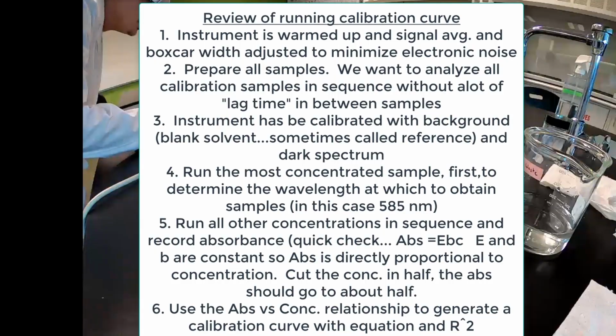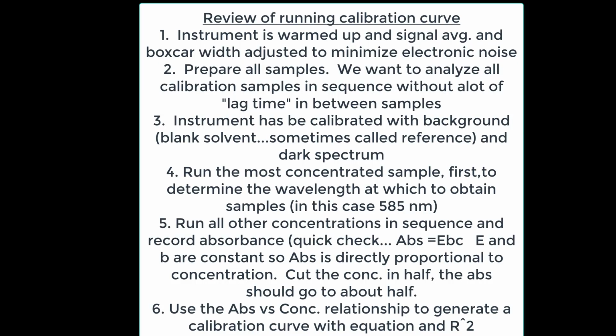And yeah, so here's what we've learned. The entire procedure to run the calibration curve is you make sure the instrument's all warmed up, the signal average and the boxcar width are adjusted. We changed ours to 5 to minimize the electronic noise. We prepare all the samples. We want to make sure we analyze all these samples in sequence without a lot of lag time in between. That's why we don't prep the sample, analyze, prep a new sample, analyze, because your instrument will drift over that time frame.